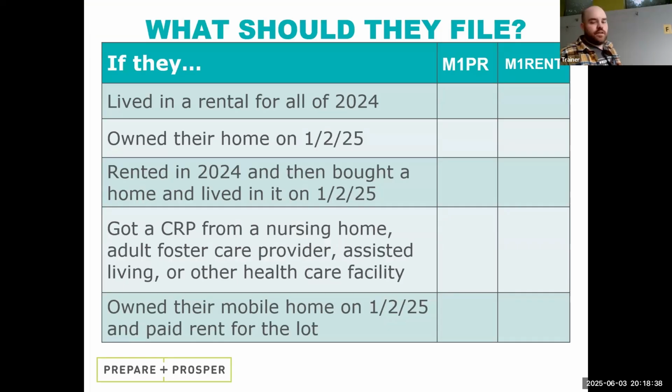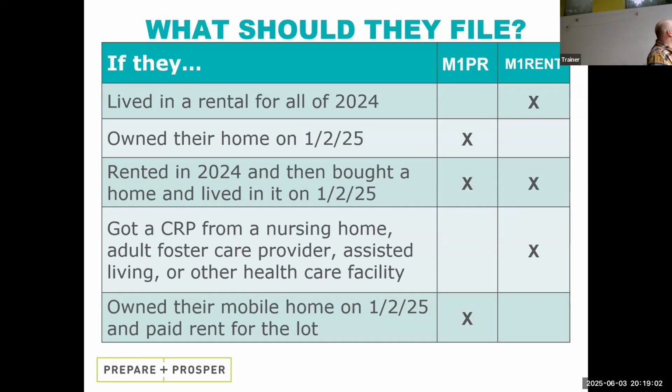The bigger thing to make sure you're clear on is let's not waste 20 minutes going down the wrong path and starting the wrong forms for someone, right? So who needs to do the rent credit? Who needs to do the M1PR? First two are straightforward. They lived in a rental unit, rent credit. If they owned a home, homeowner credit.